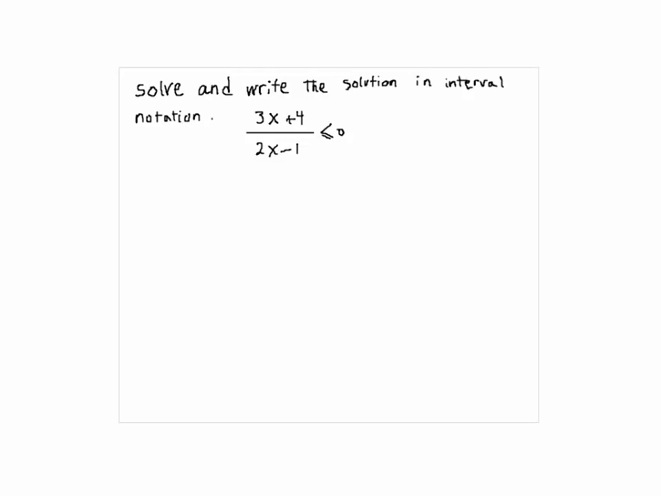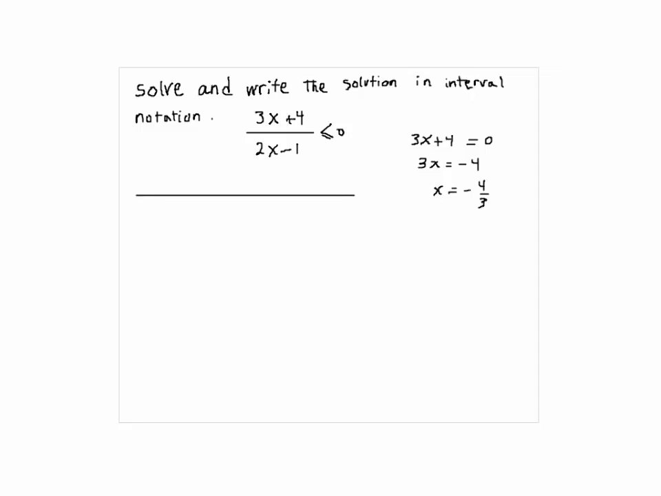It's number 11. We're going to solve and write the solution in interval notation. Okay, let's look at the graph of this. We have 3x plus 4. If I solve this for x, I would get 3x is equal to minus 4, and x would be equal to minus 4/3.